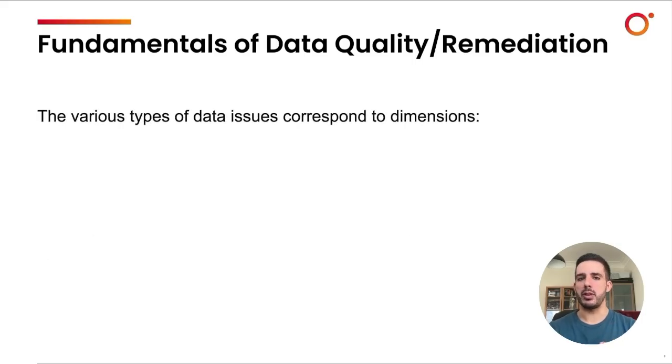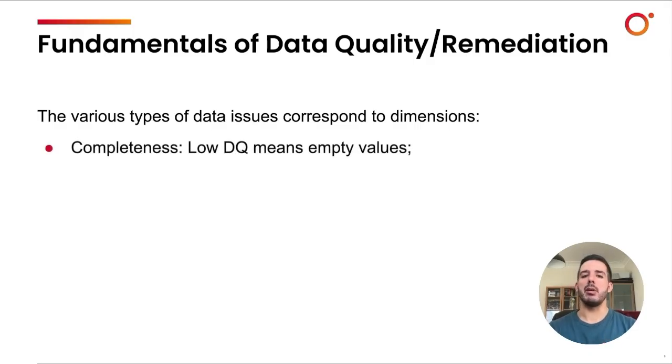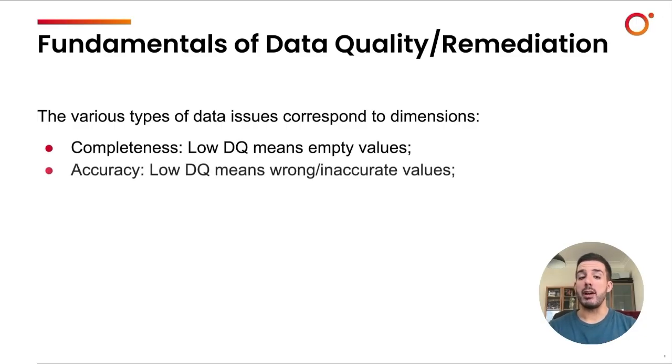Going back a little bit to the dimensions, it's important to understand that the various types of data quality issues that you may have in various datasets usually correspond to the dimensions that exist. So for example, if we have completeness, data quality issues related to completeness mean empty values, right? Low data quality in terms of completeness means that the values are not complete. They are missing data. If you have a dataset with missing entries, for example, it has low data quality in terms of completeness. Then we have, for example, accuracy, right? Low data quality in terms of accuracy means wrong or inaccurate values. They may be complete, but the values don't make sense.